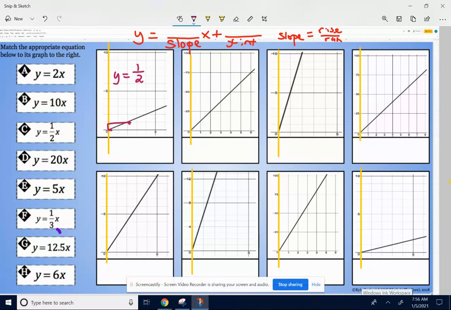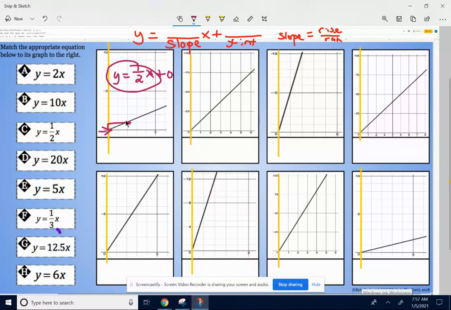Then my x. And then the y-intercept goes after the plus sign. The y-axis, the yellow line, is crossed at 0. So y equals 1/2 x plus 0. There's no reason to put plus 0, so y equals 1/2 x.